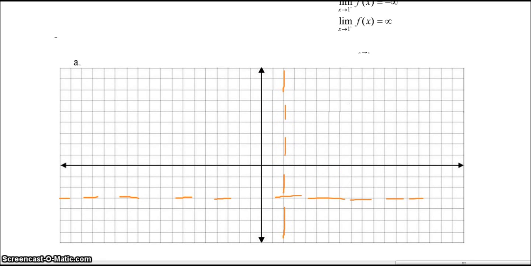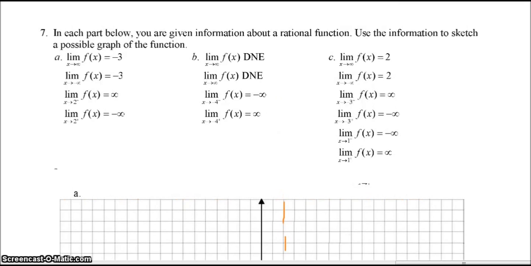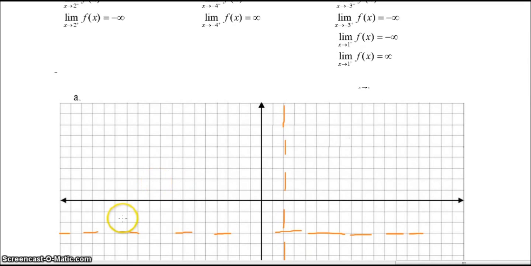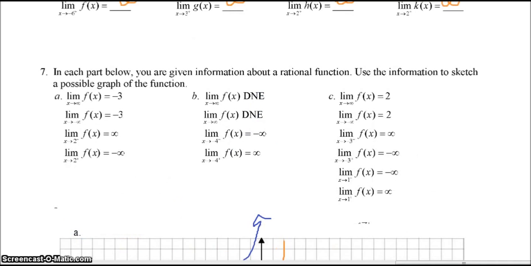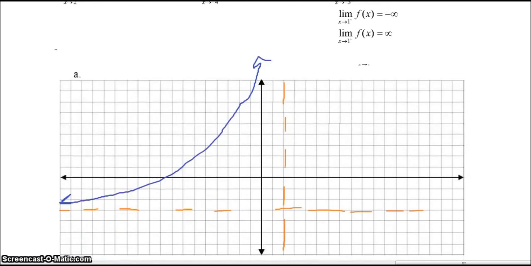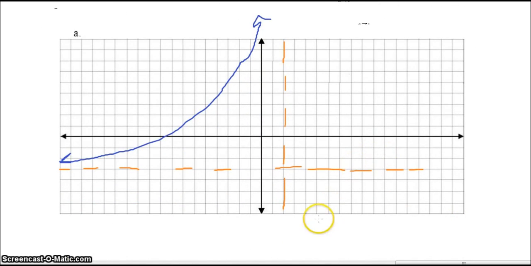So it just wants a possible graph. It doesn't have to be perfect. So as we approach infinity, we get to negative 3. As we approach 2 from the left, we go to infinity. So I'm thinking maybe something like this. And let's see, the other side, as we approach infinity, we get to negative 3, and as we approach 2 from the right, we get negative infinity, so probably something like this would work.